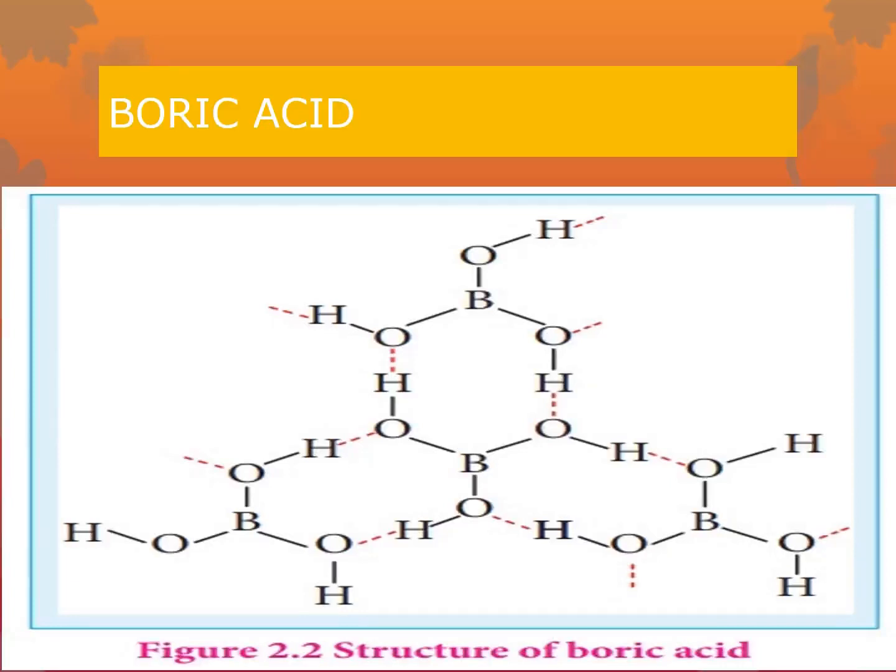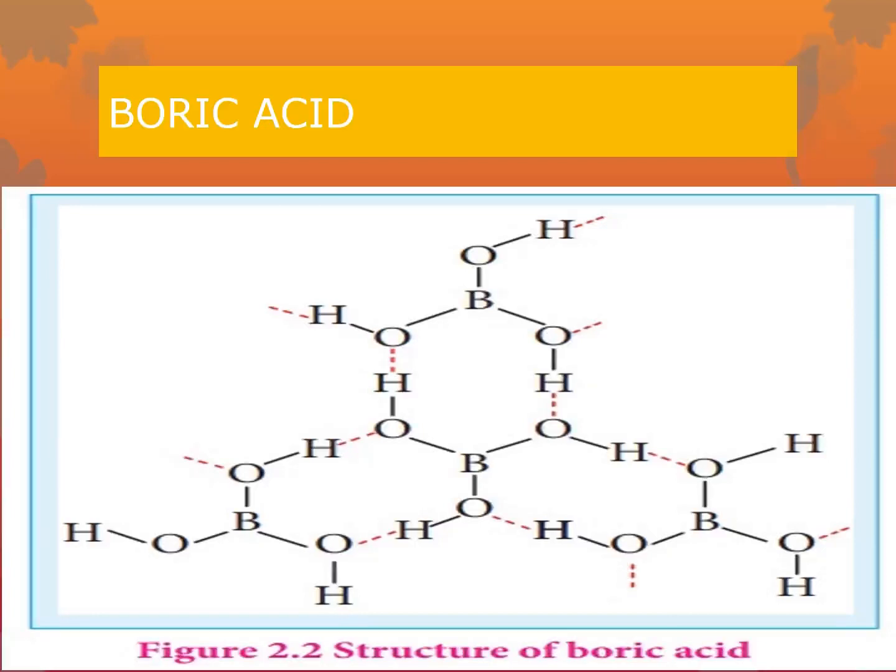The properties: boric acid is a colorless transparent crystal. It is a very weak monobasic acid. Now the action of heat: it is heated at 373 Kelvin to give metaboric acid, which on heating at 413 Kelvin gives tetraboric acid. The equations are given in your book. At red hot, what happens is also given.